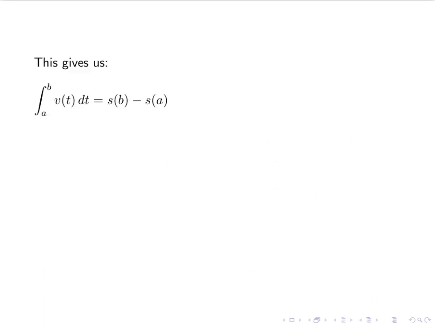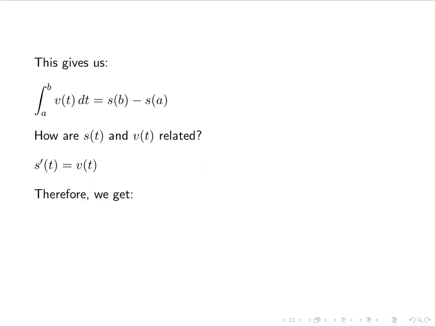So this gives us that the integral from a to b of v of t dt, which is the distance, is s of b minus s of a, the difference in my distance or position formula. But again, how are those two things related? S prime of t is v of t. So I plug that in, and I get that the integral from a to b of s prime of t dt equals s of b minus s of a. And that is what we're going to be using from here on out.